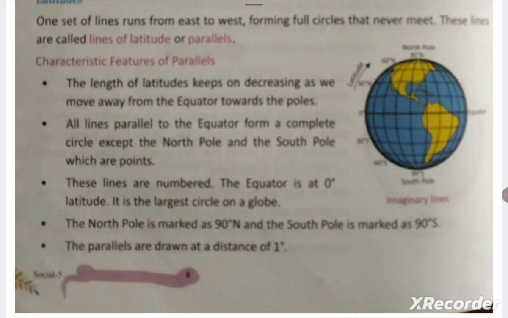All lines parallel to the equator form a complete circle except the North Pole and the South Pole, which are points. These lines are numbered. The equator is at 0 degree latitude. It is the largest circle on a globe. The North Pole is marked as 90 degree N and the South Pole is marked as 90 degree S. The parallels are drawn at a distance of 1 degree.